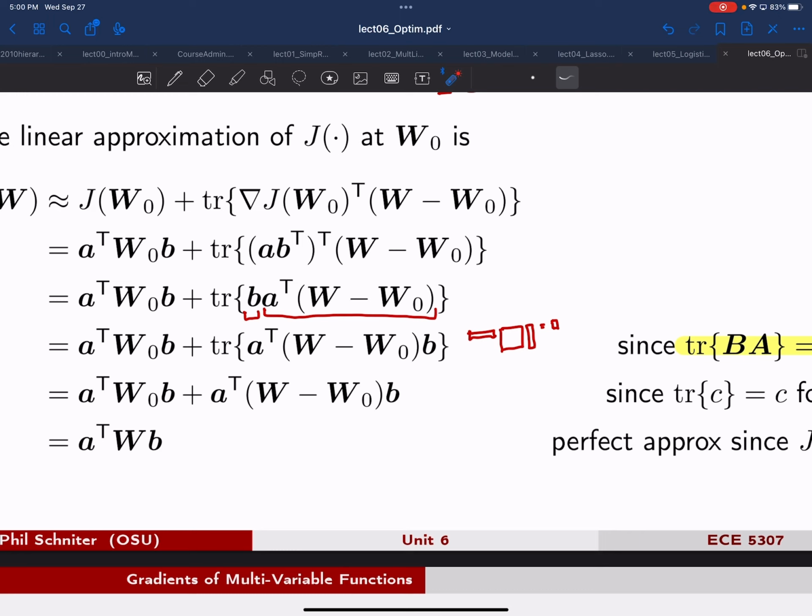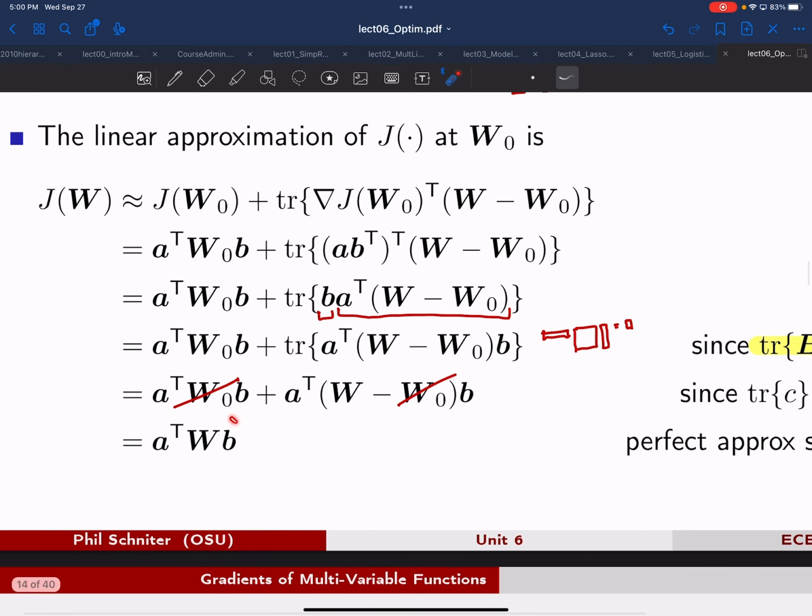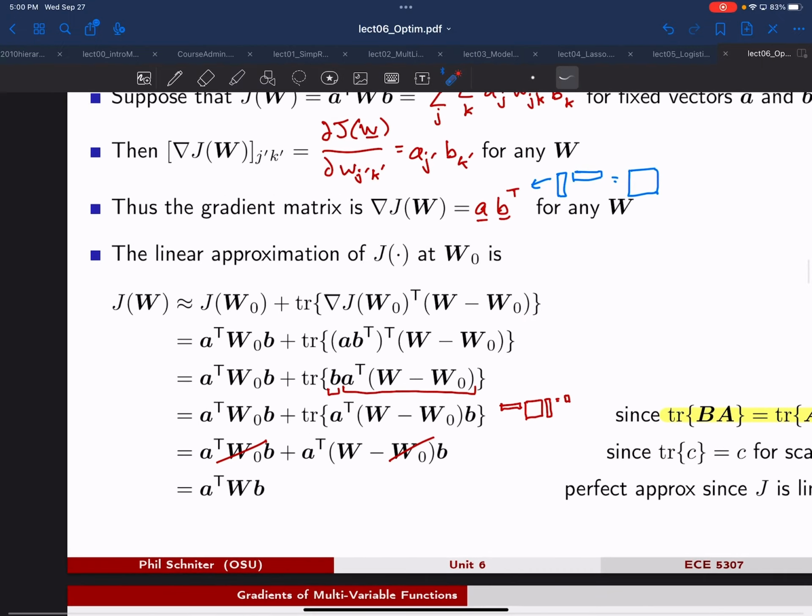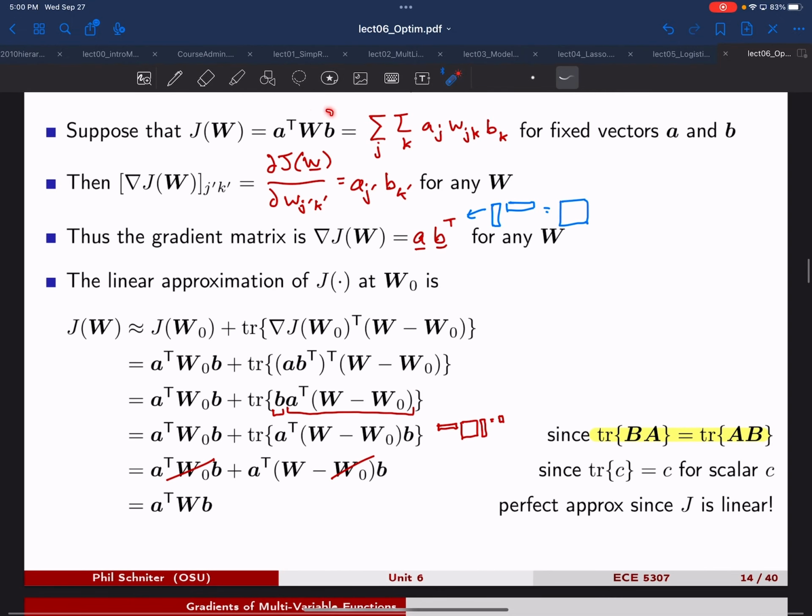And now that we've gotten there, you can see that this term cancels this term, because we're going to have an A transpose W naught B. That cancels the first one. And all we have left is A transpose WB. So this is the first order approximation of J. And actually, if you look at how J was originally defined, it's identical.